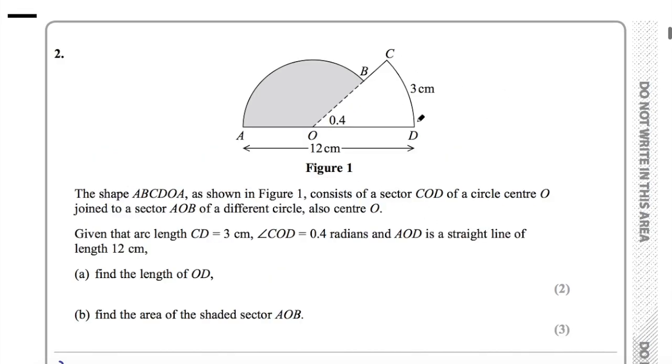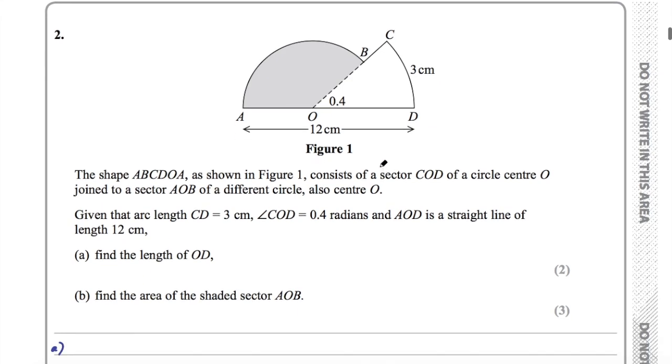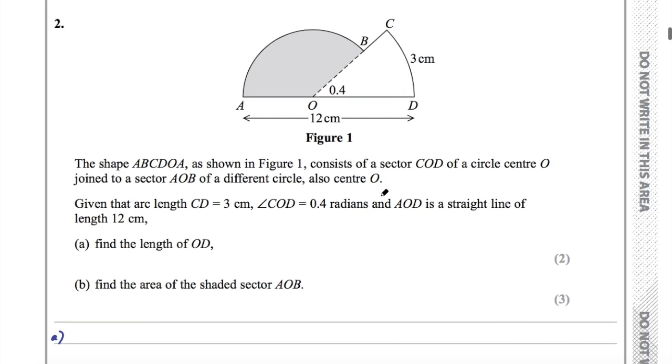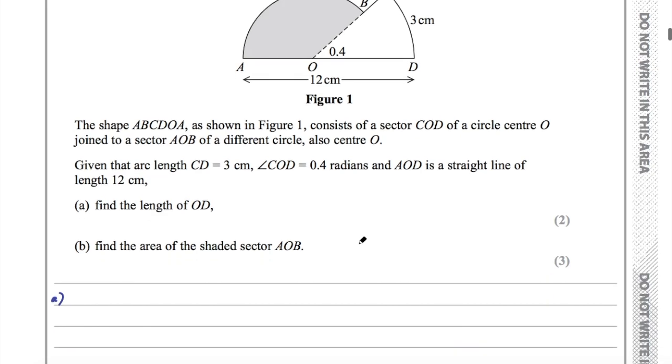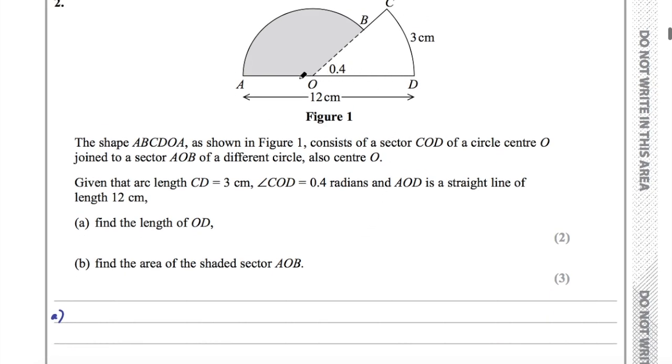You get 1 radian when you wrap the radius of the circle around the outside of the circle, and that angle that forms will be 1 radian. So if this is 0.4, that means this arc length must be 0.4 of the length of the radius. So that allows us to work out the length of OD, which is the radius of this circle.